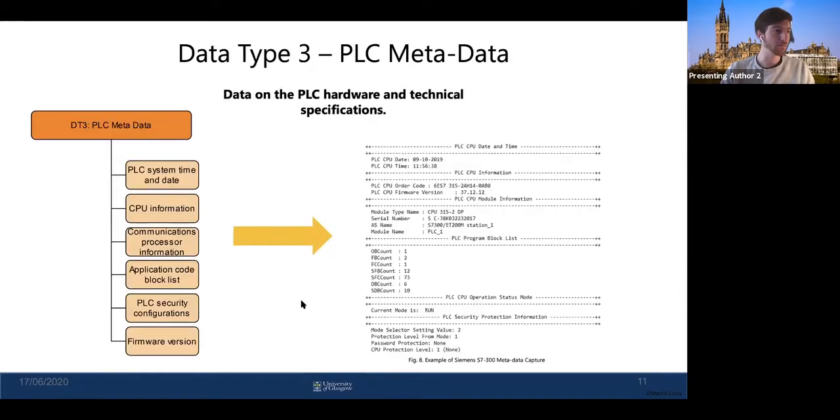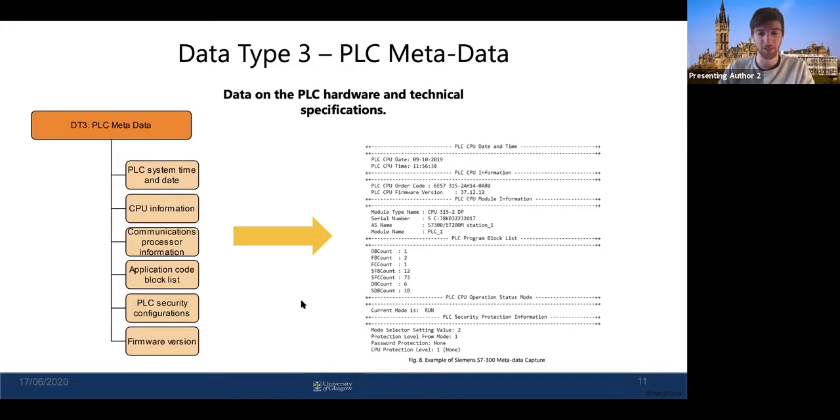Okay, so the third data type is PLC metadata, and this is very much data that's particular to the hardware setup and commissioning of the PLC when you first introduce it into the system. So from this, we can get a lot of information about CPU numbers and serial numbers and other modules that might be attached to the PLC, but we can also get firmware information and system date and time.